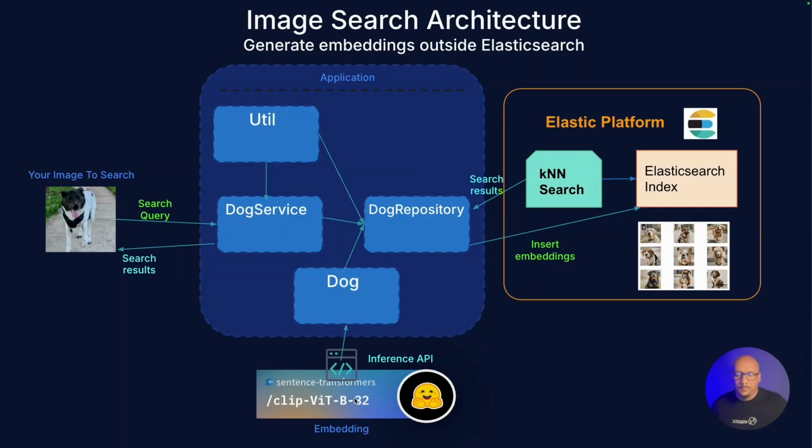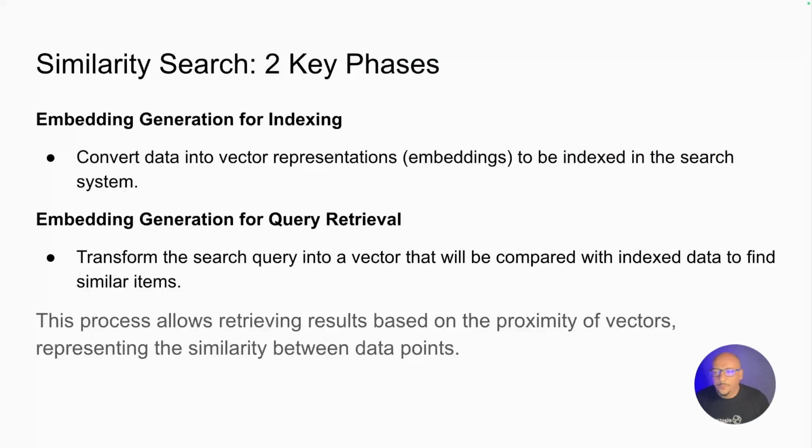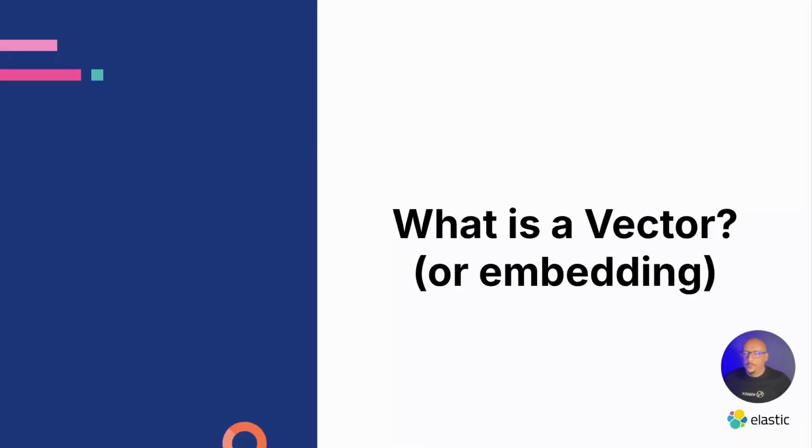You can find this model on different platforms. We use Hugging Face. For most similarity search applications, we will need two key phases. One is embedding generation for indexing, when we create the vector representation of our data, and another is the retrieval around our data that are embedded inside our vector database. Therefore, a key element that you need to understand is the vector, or what you commonly call an embedding.